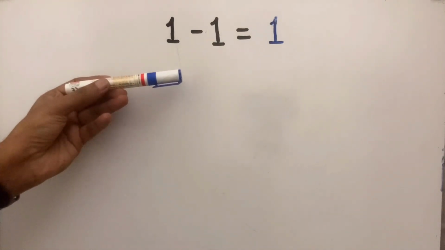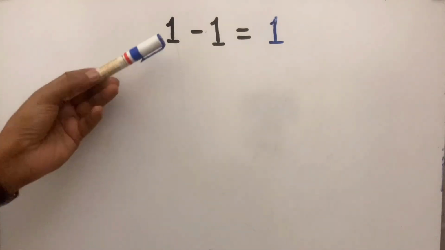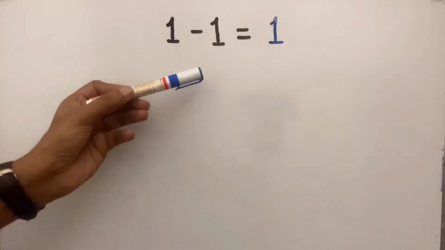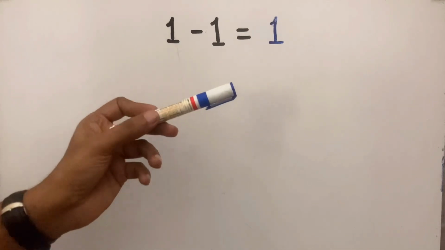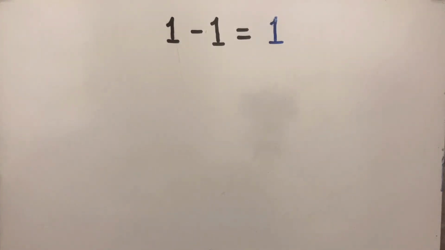Well, all of us have studied in our school that 1 minus 1 is equal to 0. But 1 minus 1 is also equal to 1. Let's see, and tell me if I'm wrong.